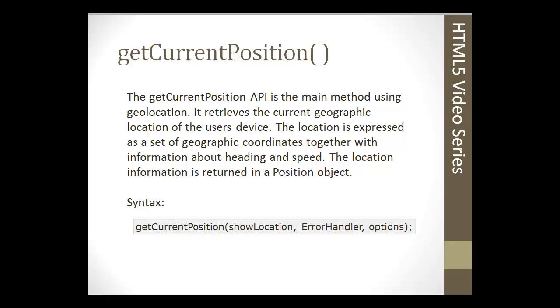So now we'll start looking at the code a little bit, the geolocation code and APIs. The getCurrentPosition is the main API or method, and if successful, it will return a position object. The latitude, longitude, and accuracy properties are always returned. And down here we have the syntax. We have the getCurrentPosition method, and it takes 3 parameters: the show location, which is mandatory, and then the error handler and the options are optional. And I will discuss this more when we actually do some coding.